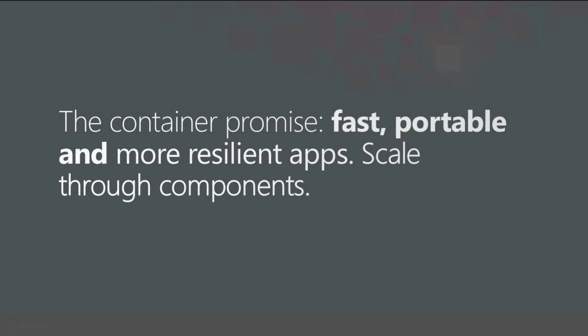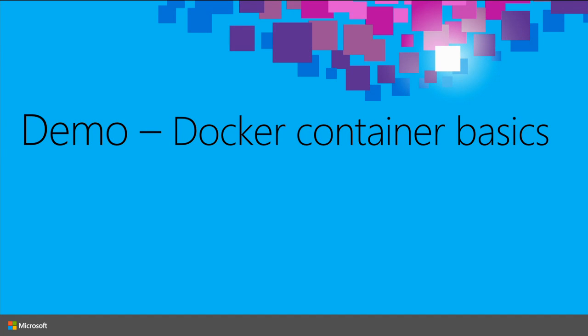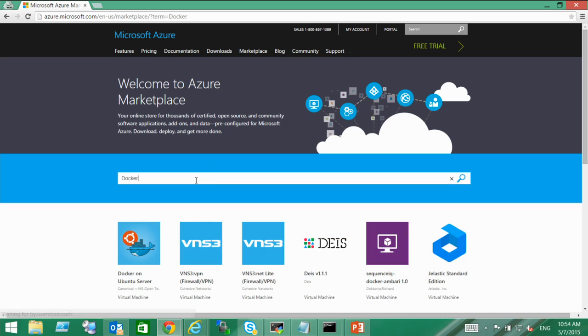So let's actually dig into it. I just wanted to cover some basics, but let's actually take a look at what containers look like. So I'll switch. What I have here is, let's say you just want to get a host up and running in a couple of minutes. You're very new to this, and you just say, look, I want a Docker host running. How can I get started? Very simple. You go to azure.com, and then you go to Marketplace, and then you type Docker, and then you'll get a Docker on Ubuntu Server.